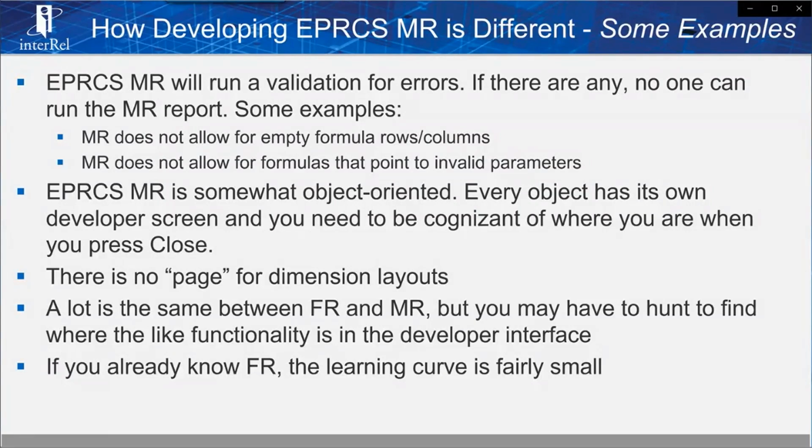One of the biggest lessons that I've learned moving from FR to MR is that FR allows you to get away with a lot of stuff. And that stuff is not good. MR does not. So MR checks for this. It gives you a list of errors if it finds them. And then you can't even run the report until you fix all those errors.